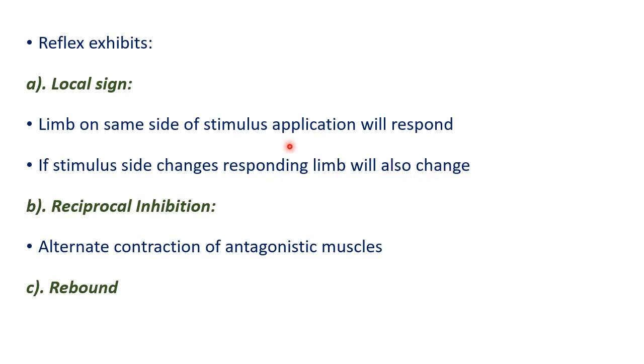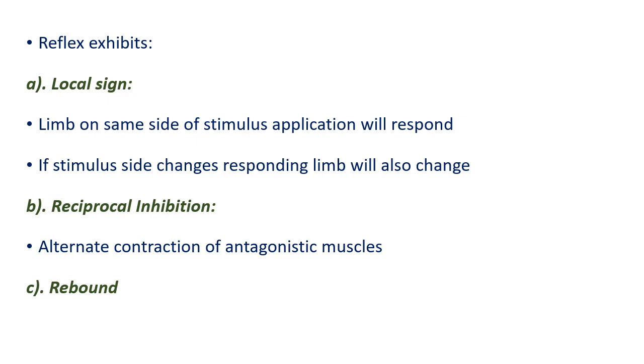What I mean to say is that suppose your right side of the body is stimulated, your right hand scratches to remove that irritation. Once that stimulus, like in this case we can imagine the stimulus is an insect, crawls to the left side, what will happen now? The left forearm will take over, and the left hand will try to remove that focus. So it has a particular local sign. Secondly, reciprocal inhibition.